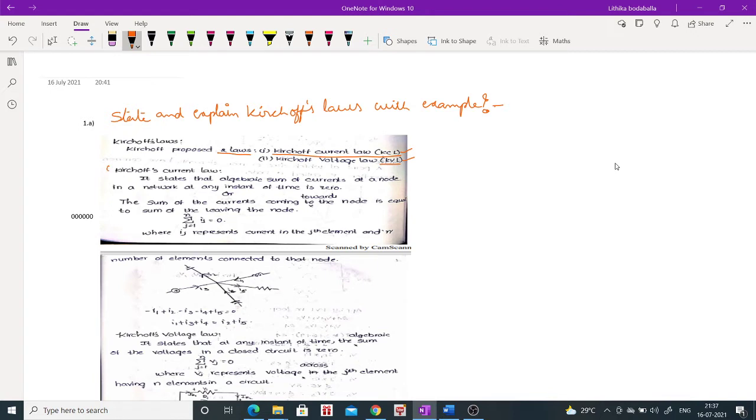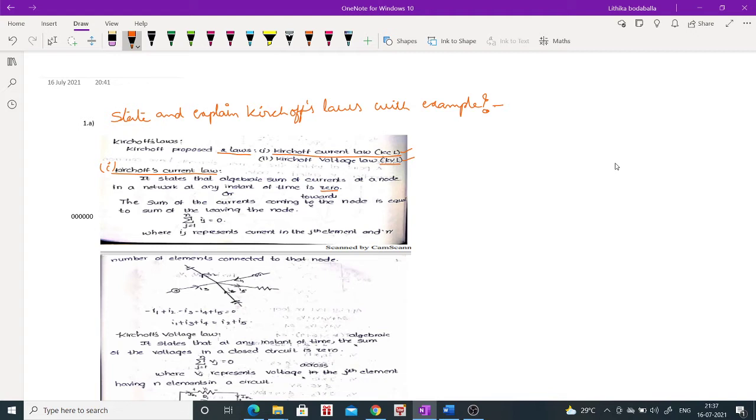The first one is Kirchhoff's current law. What Kirchhoff's current law states is that the algebraic sum of currents meeting at a node in a network at any instant of time is equal to 0. So that is the statement of Kirchhoff's current law.